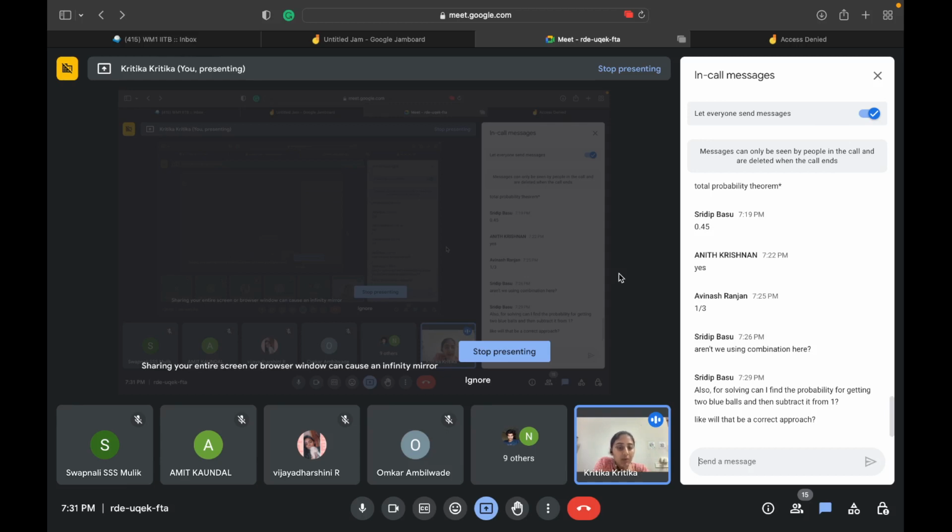If it is the probability of picking one ball, one event at a time, and the probability that the ball is not blue, then you can find the probability of picking the blue ball and then subtract it from one. But here we are talking about two simultaneous events. We are talking about P(A intersection B), so I don't think it will work there.